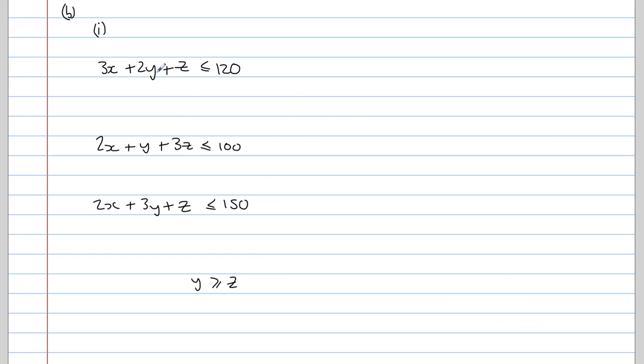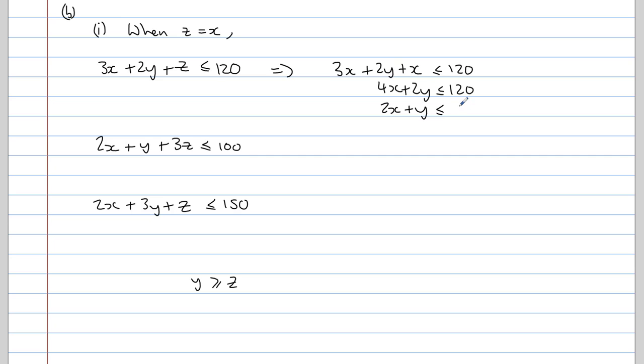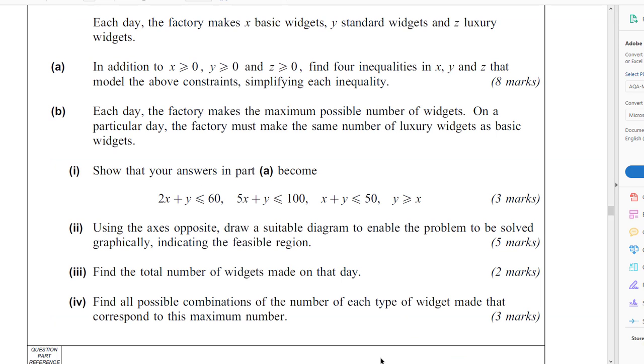So here are our 4 inequalities from part 1. And we're interested in the case when Z equals X. So in this case, 3x plus 2y plus Z becomes 3x plus 2y plus x, and that's less than 120. That will simplify because 3x plus x is 4x, and then we can divide through by 2 to get 2x plus y is less than or equal to 60. And that's the first one here.